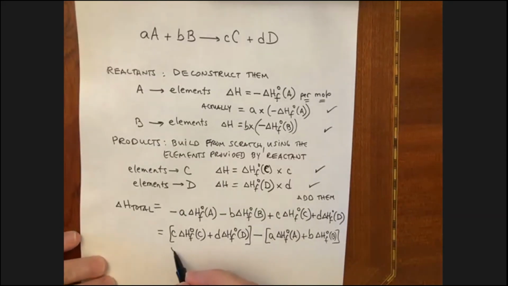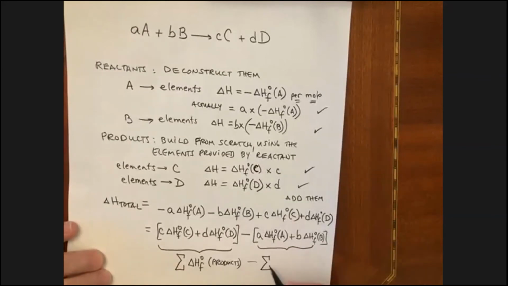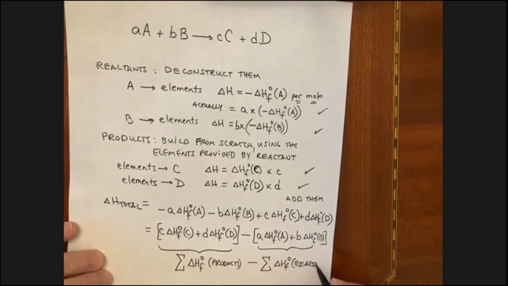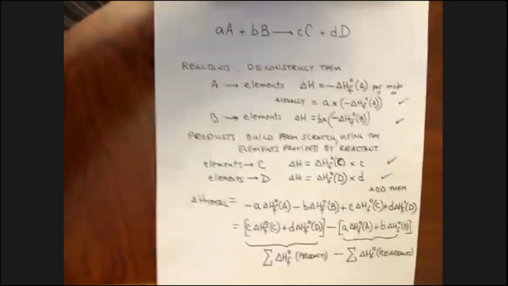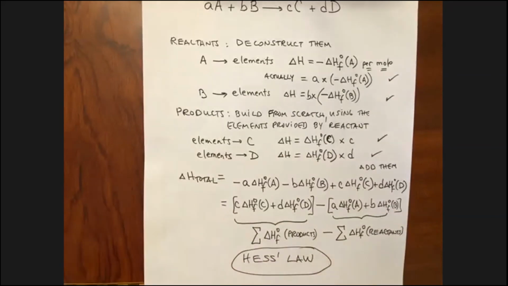Now, what is this in the front here? This is essentially the sum or the summation of the enthalpies of formation of all the products. And this over here would be the summation of all the enthalpy of formation of the reactants. And that, my friends, is what we get from Hess's law. All right, that's what it does. I can calculate the energy change for pretty much any reaction as long as I have the data for the enthalpies of formation of every component in there.